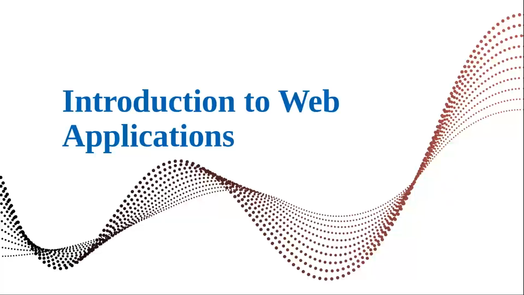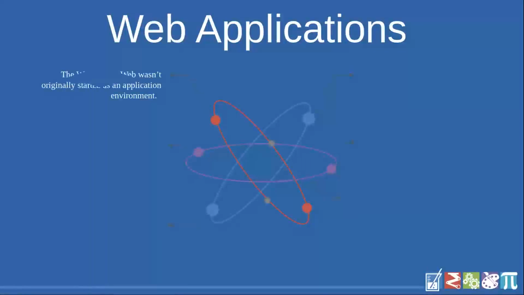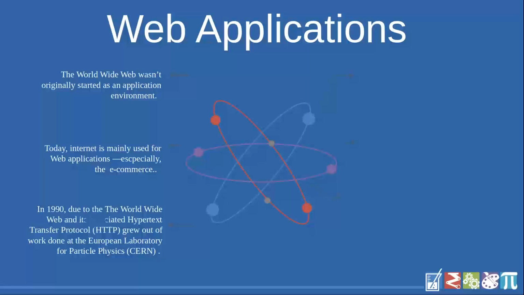So next we'll come to the introduction to web applications. The World Wide Web wasn't originally started as an application environment, but today the internet is mainly used for web applications. Initially, it was just started for communication purposes, and today, especially for e-commerce and all, it's been used a lot. So that is why web applications are basically used.